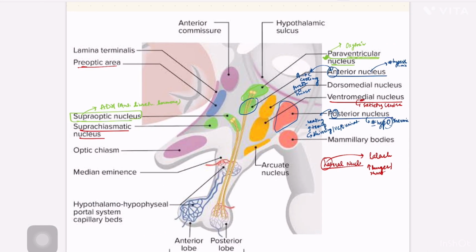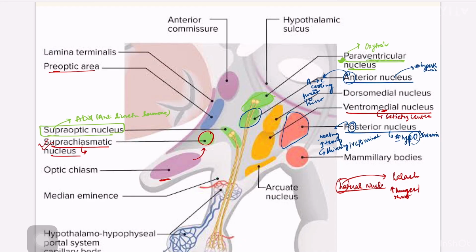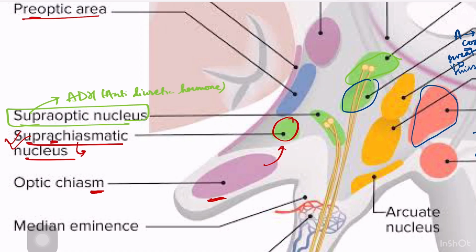Okay. Next comes our suprachiasmatic nucleus. It's above the optic chiasma, therefore suprachiasmatic, and the mechanism of action, basically the function. I've written mechanism of action over here. By that I mean the function of the suprachiasmatic nucleus is to maintain the circadian rhythm of our body. What do you understand by the circadian rhythm? The sleep and wake cycle according to the clock.